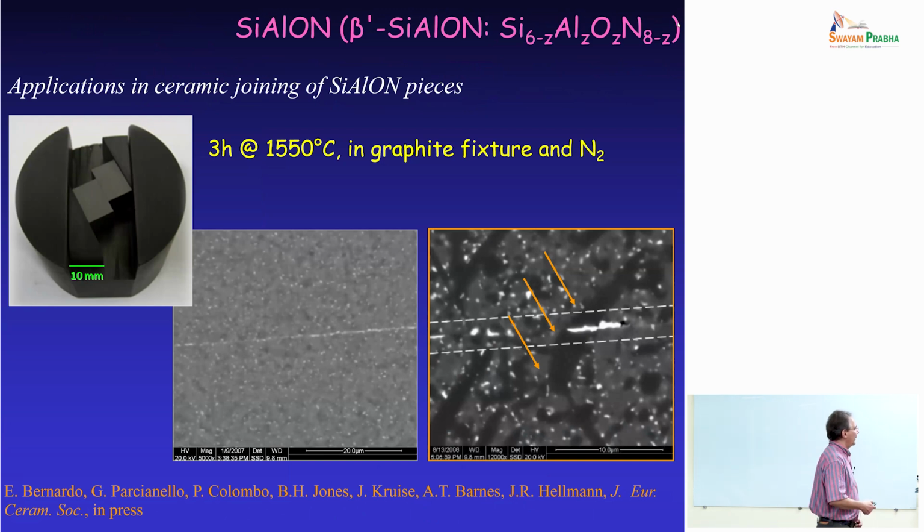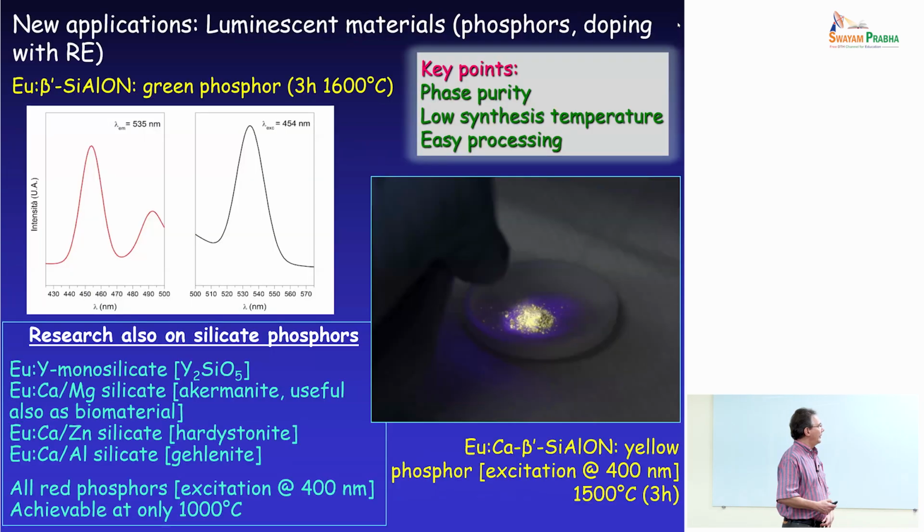In this case, we join Cylon pieces with Cylon, and with this type of rig, so this is graphite, if you put your material in there during firing, the material expands, but the graphite does not expand, and therefore it puts the material into compression, so you can achieve a dense, strong and thin joint. You can see that the thickness of the joint is just a few microns. You can also make luminescent materials in this approach, in this case based on doped Cylon.